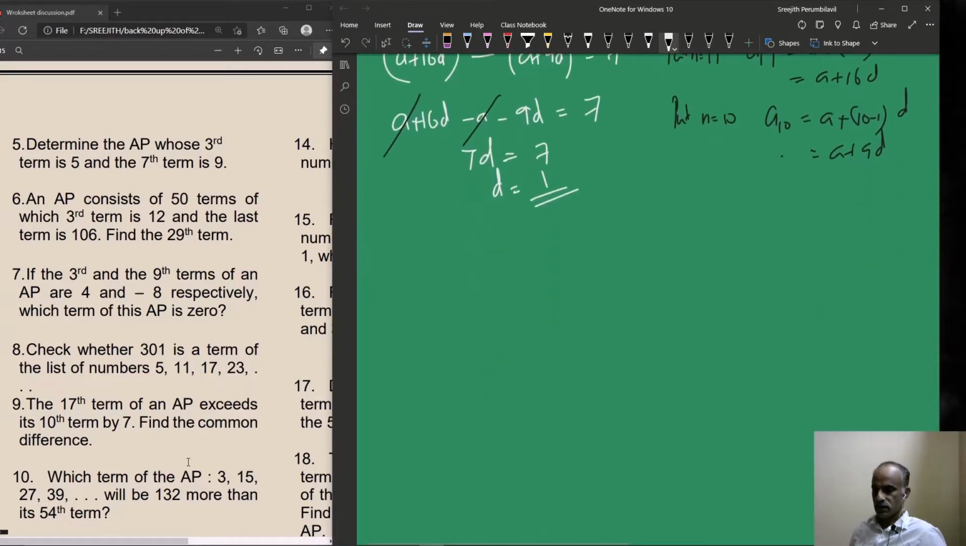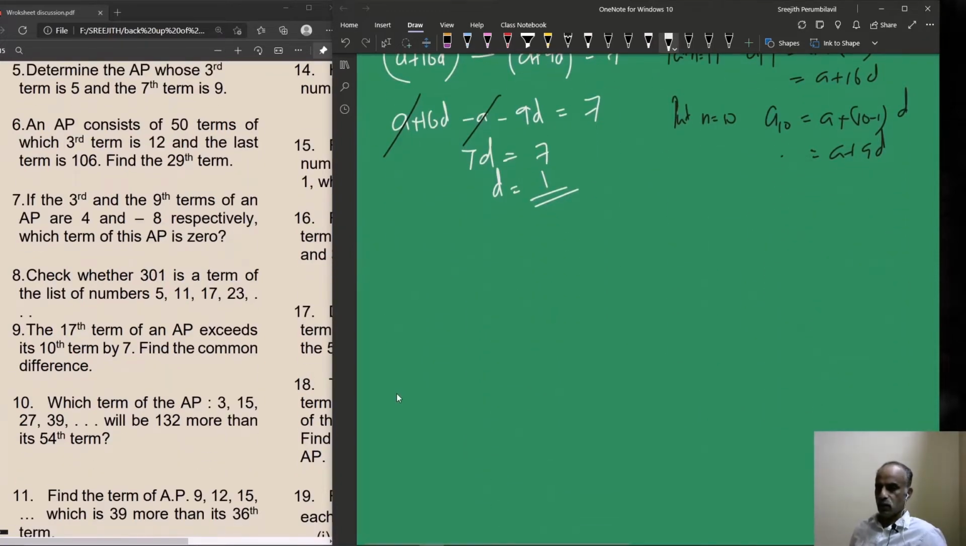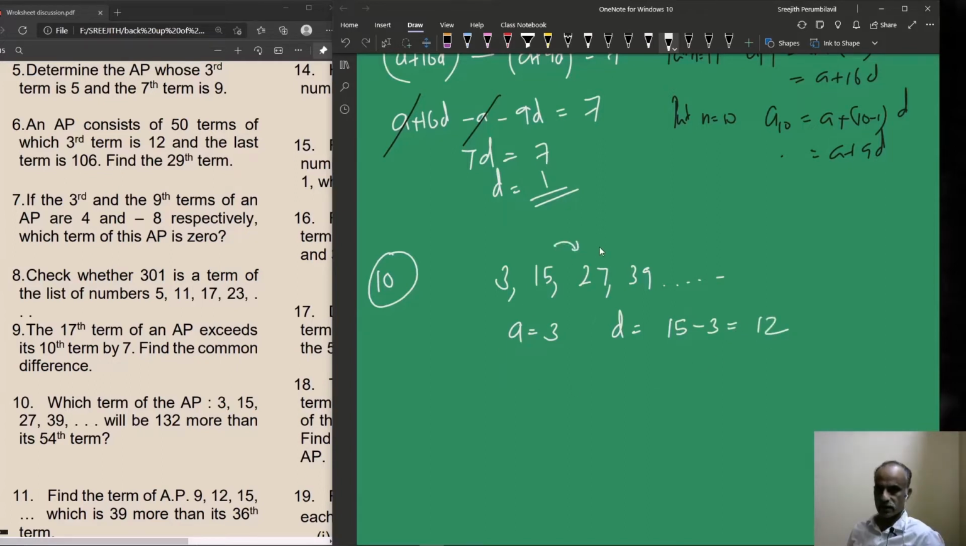Question number 10. Which term of the AP 3, 15, 27, 39, etc. will be 132 more than its 54th term? Here A is equal to 3 and D is equal to 15 minus 3, that is 12. Every time the term is increased by 12, you get the next term.